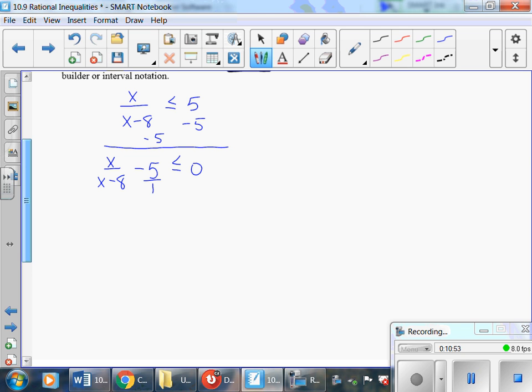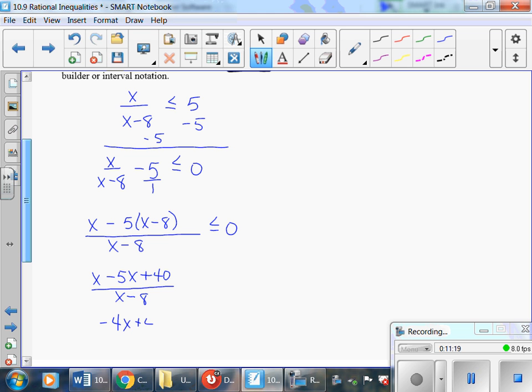Remember, this is over 1. So my common denominator is going to be x minus 8. So I have my x from my left-hand side minus 5 times x minus 8 is less than or equal to 0. We're going to multiply that all out, and we're going to get x minus 5x plus 40, all over x minus 8. So we get negative 4x plus 40 over x minus 8 is less than or equal to 0.